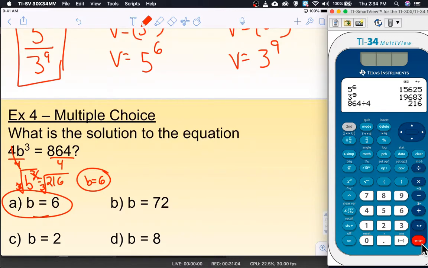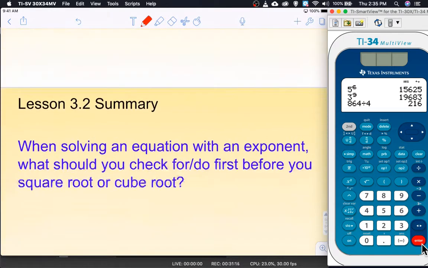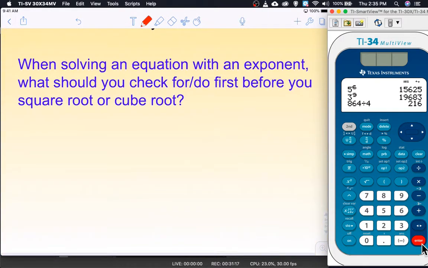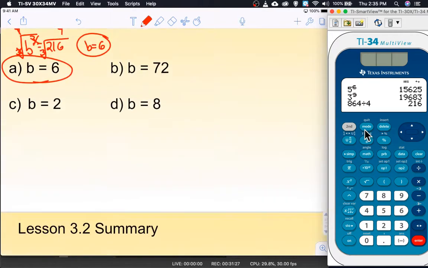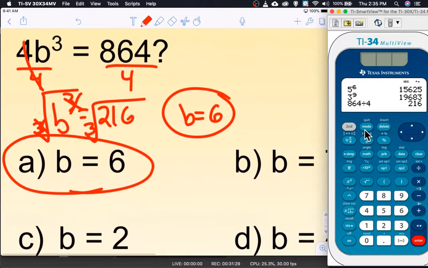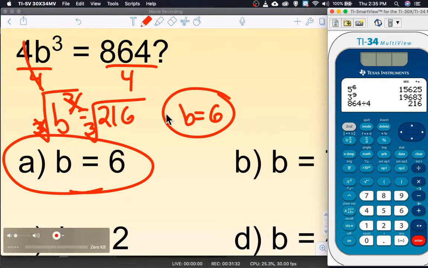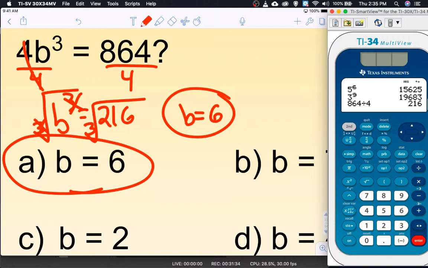Hopefully you found that lesson to be fairly easy. Again, almost all of it was review or something we've done before, but it's an important skill that shows up multiple times, so we've done it multiple times now. Summary. When solving an equation with an exponent, what should you check for or do first before you square root or cube root? What did we have to do?